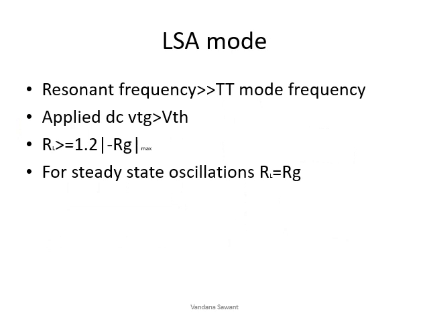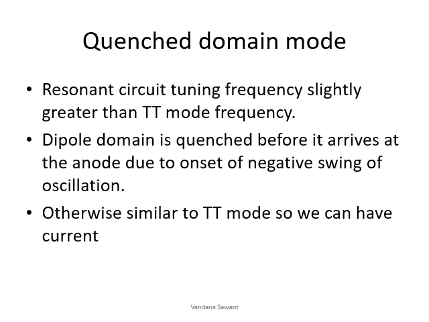We can see some specifications regarding this LSA mode, why we are getting oscillations over here. Here the resonant frequency is very much greater than the transit time mode frequency. The applied DC voltage is greater than the threshold voltage, that is, the device is operated in the negative resistance region. So RL is greater than or equal to 1.2 Rg, and for steady state oscillation RL must be equal to Rg, as a minimum requirement.